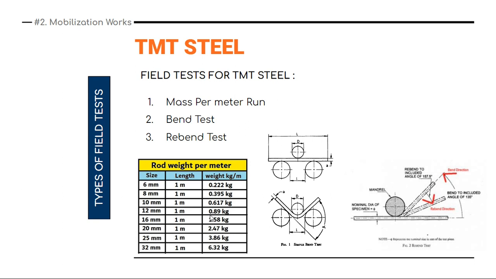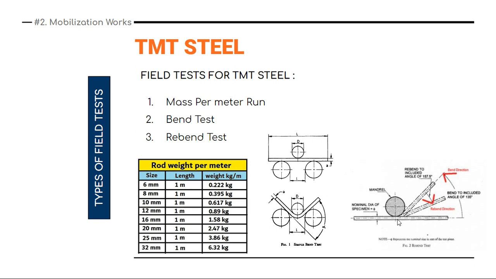Then there is another test, the rebend TMT test. Here you bend the rod to 135 degrees, put the rod inside hot boiling water, then wait 30 minutes to cool down, then take it and rebend it to 157.5 degrees. You can see here it has been rebent to 157.5 degrees.